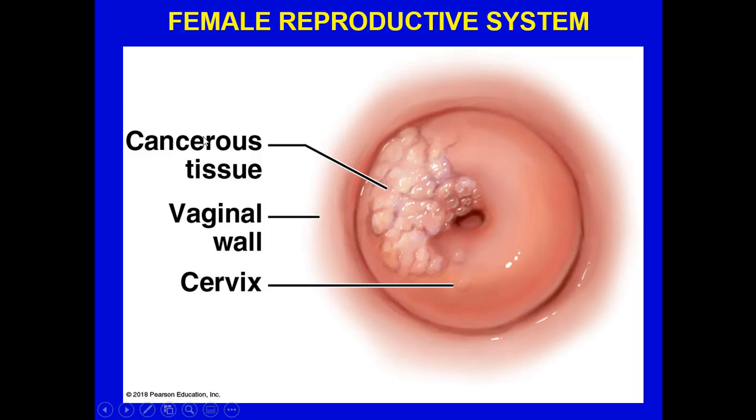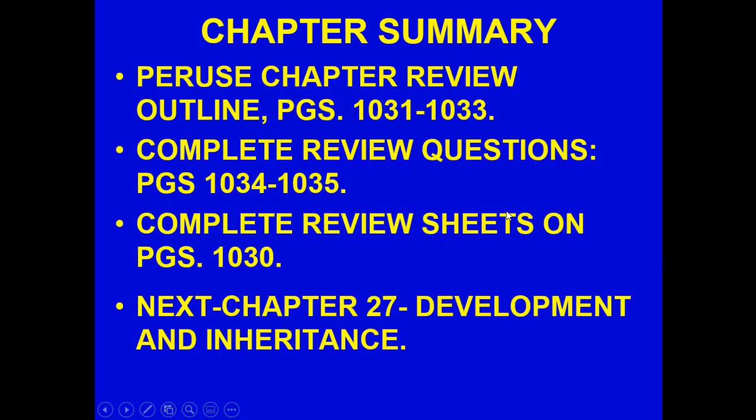This is an example of cancerous tissue on the vaginal wall, as you can see here. Here is the external os, and you can see that this is somewhat spreading throughout here and would have to be basically removed. Okay, so we have completed this chapter.